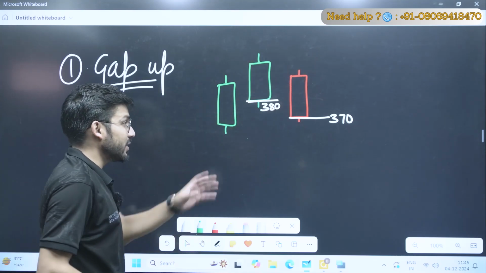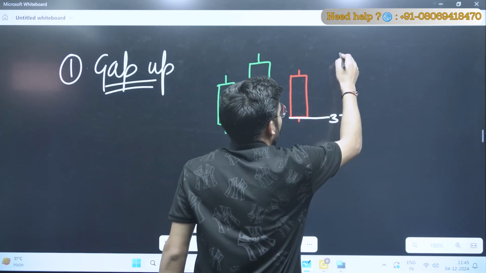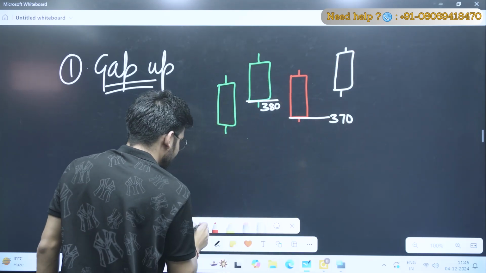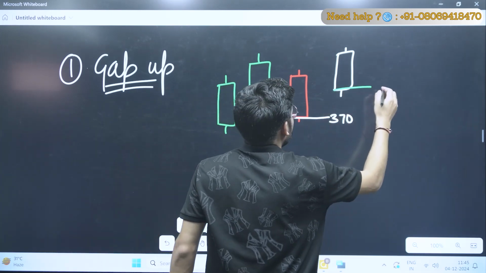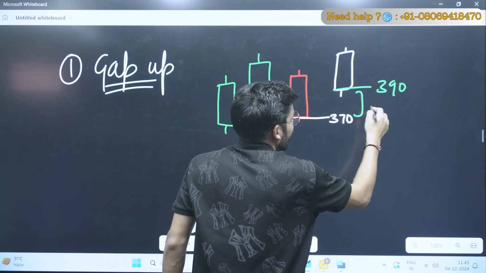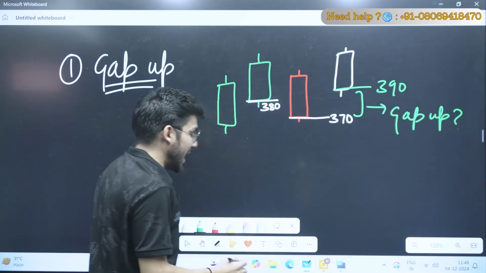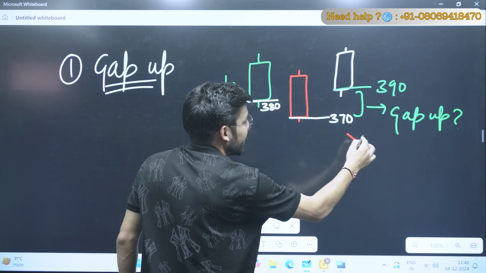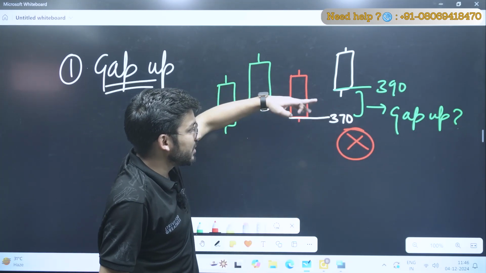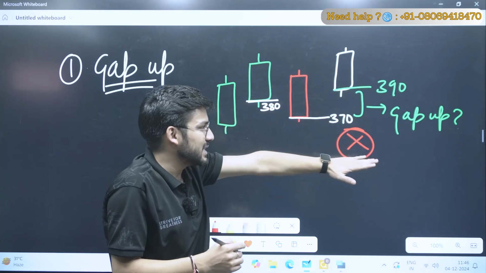I'm expecting the next day the market will be gap up opening. So my market started here, and this was the candle. My market opened approximately at 390. So is it a gap up or not? The answer is no. This is not a gap up. Why? You can see there is a difference. The previous day closing was 370, my market opened at 390, but still I'm saying this is not a gap up.